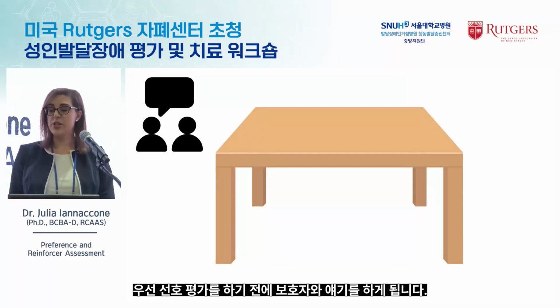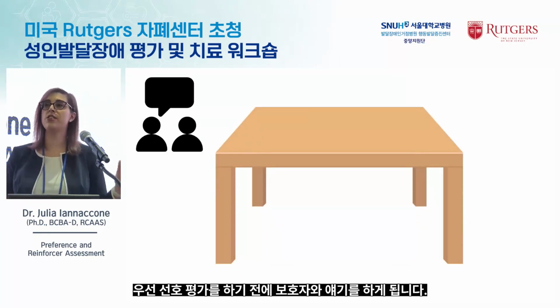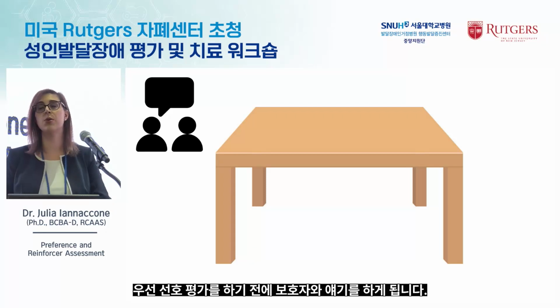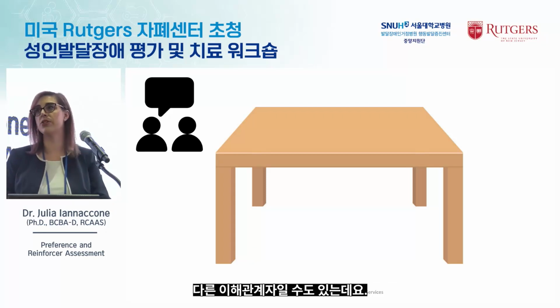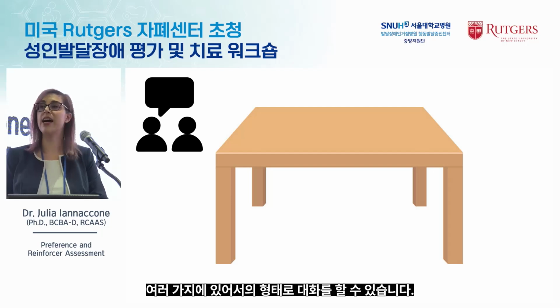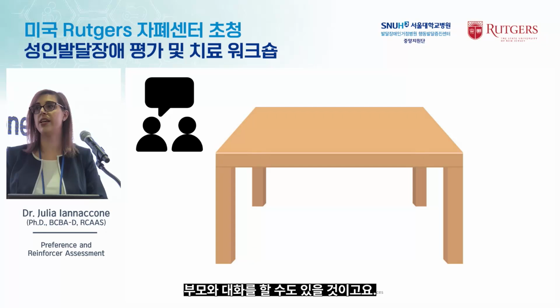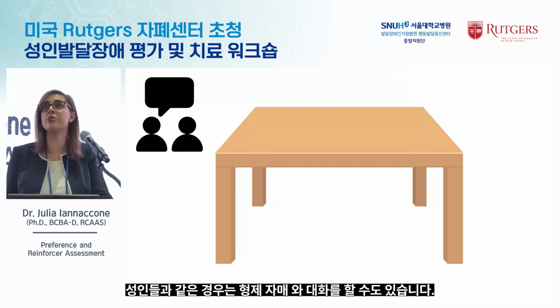So the first thing that we do before we run our preference assessment is we talk to caregivers or any relevant stakeholder. So this could be, if they live at a group home, their group home staff, or if they live with their parents, or, because we have adults, sometimes they live with their siblings, asking whoever knows them best what some of their favorite things are.